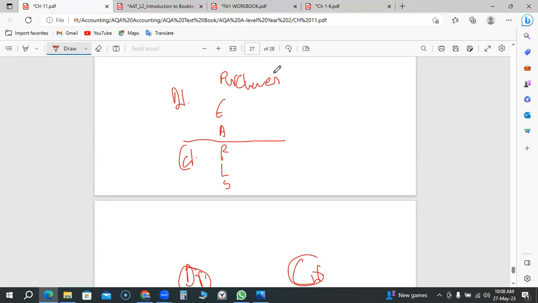Purchases, E for expenses, A for assets, debit. R for revenue. Income, basically income, like discount received, rent received, even sales are going to come after that. L for liability, S for sales. Sales is like turnover.